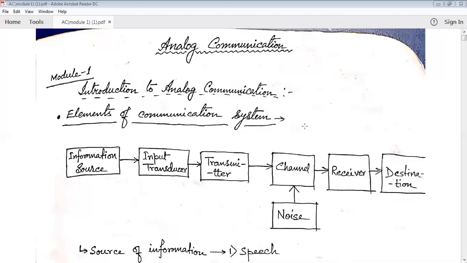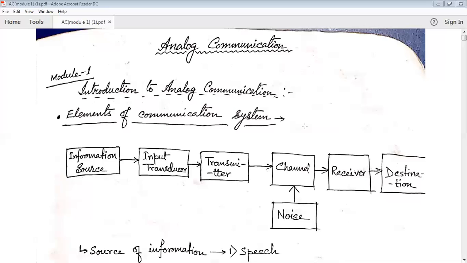Like I am telling you these topics, I am the source; my voice is the source of this information. There is an input transducer, so my voice is being recorded. What is the function of the transducer? The function of a transducer is to convert a signal from one format to another format. In this case, my voice signal is converted into electrical signals and transmitted to you. So we need to use a transmitter.